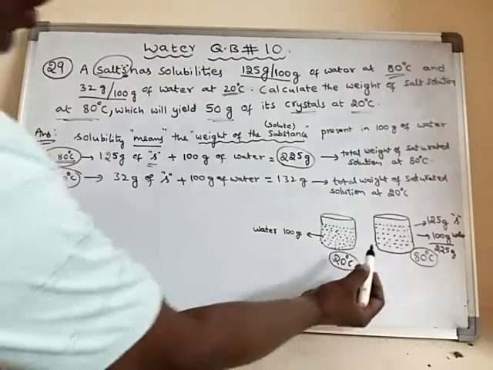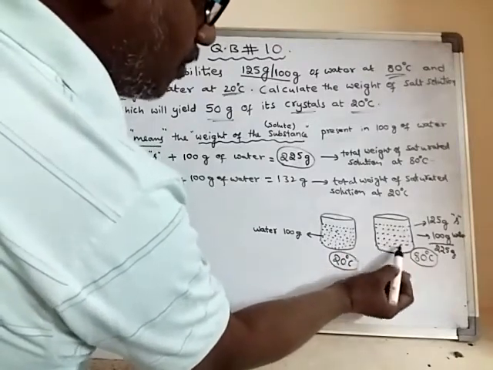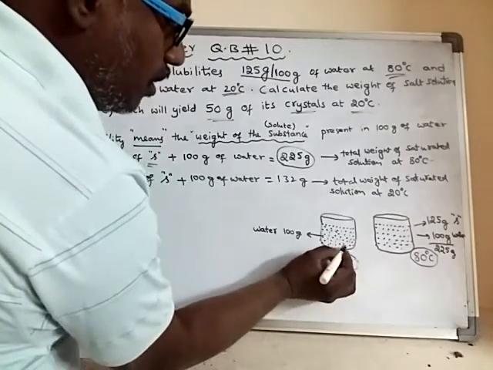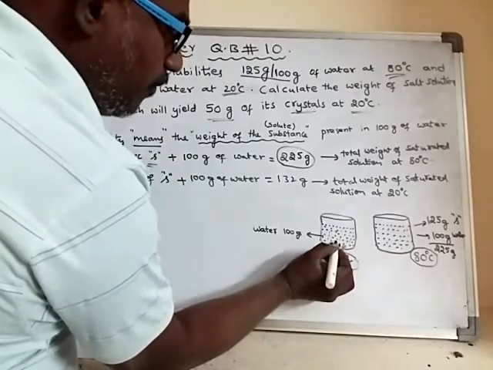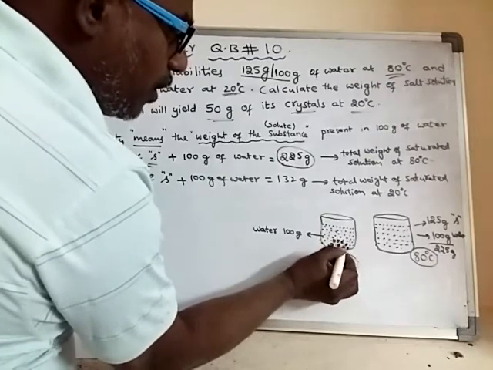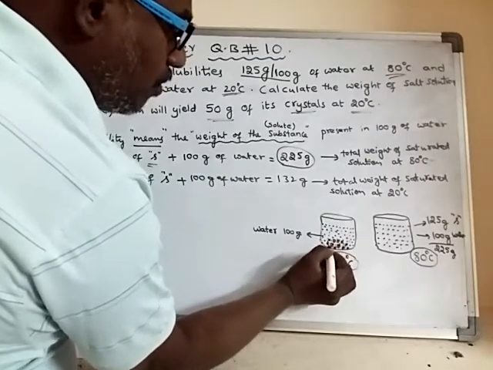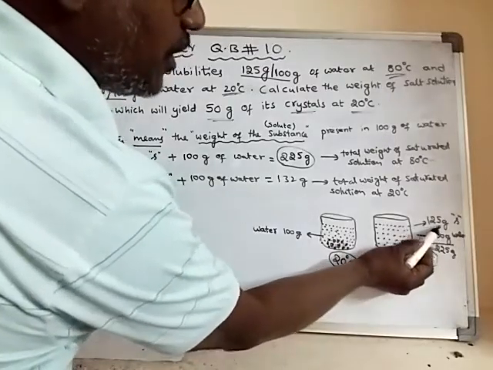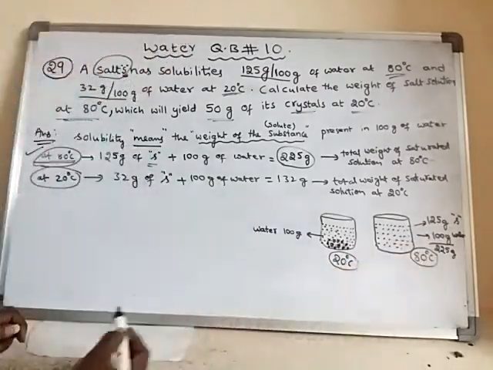The substance which is dissolved in it already, some of the substance will come out from the solution as undissolved form, depending upon the solubility. Because 100 grams of water can dissolve 125 grams of substance at 80 degrees centigrade.